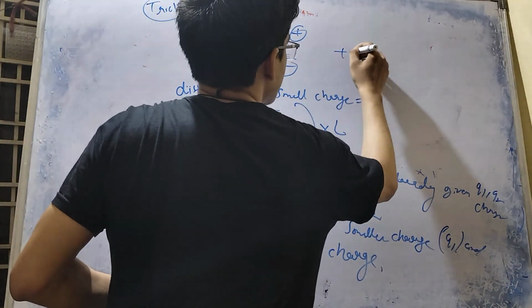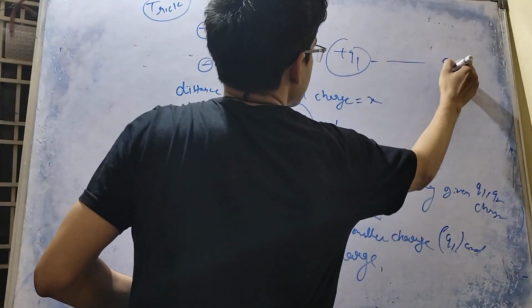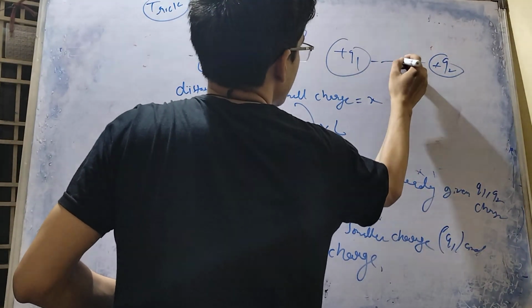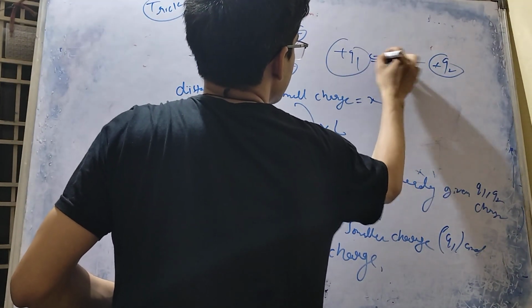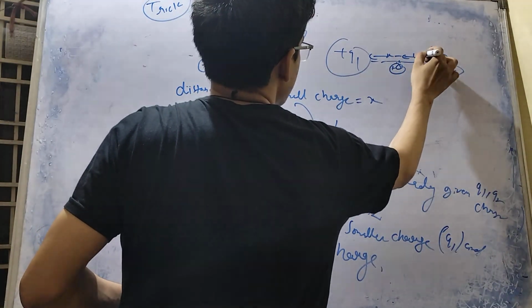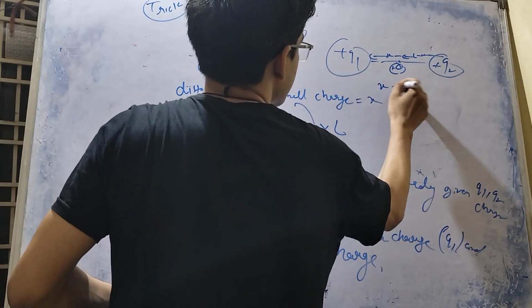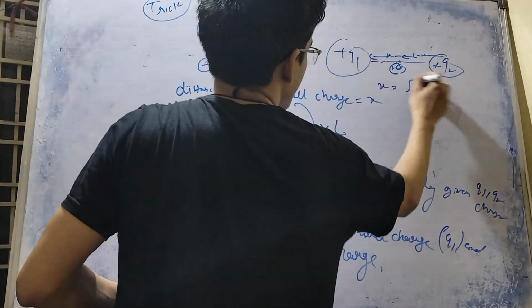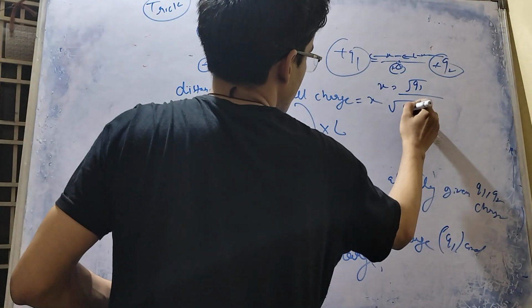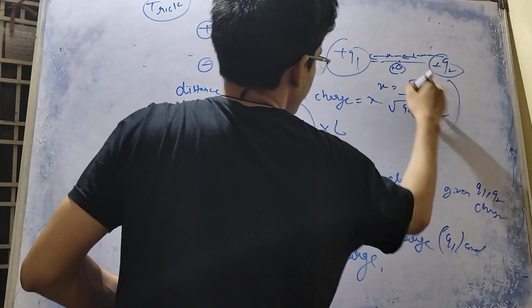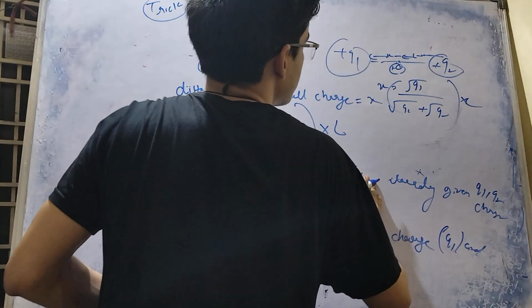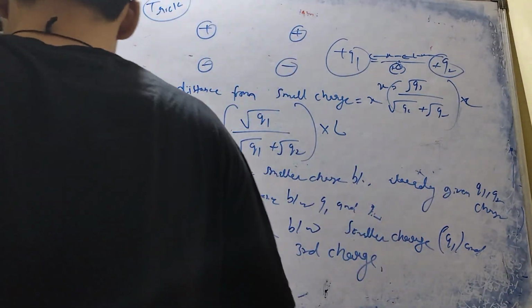Suppose this is Q1 charge, this is Q2 charge, and here your third charge plus Q. Assume this distance x, this distance L minus x. Now we have to take x. This will be mod Q1 upon under root Q1 plus under root Q2 into L. That's it. Solve this question.